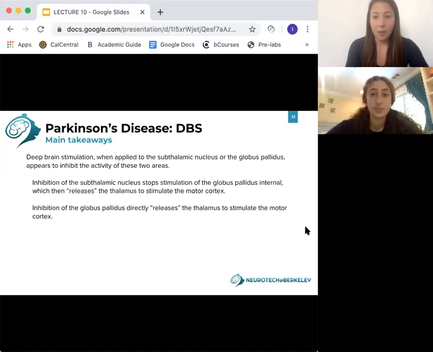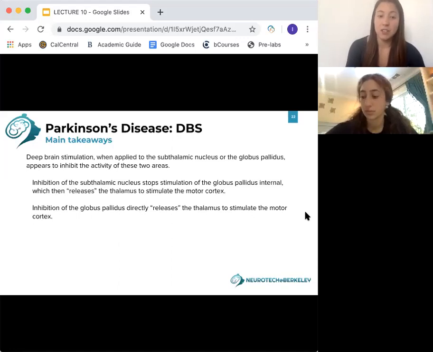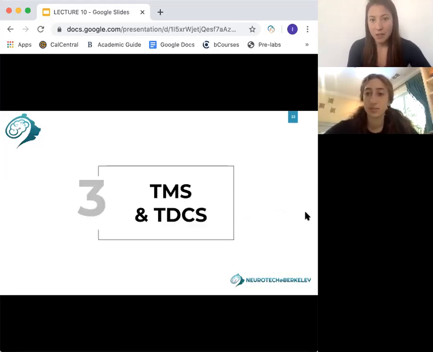So again, deep brain stimulation, when applied to the subthalamic nucleus or the globus pallidus, appears to inhibit the activity of both of those areas, and inhibition of the subthalamic nucleus stops stimulation of the globus pallidus internal, which then releases the thalamus to stimulate the motor cortex. Inhibition of the globus pallidus directly releases the thalamus to stimulate the motor cortex. With that, we will move on to TMS and TDCS.